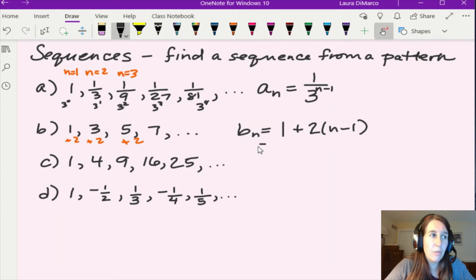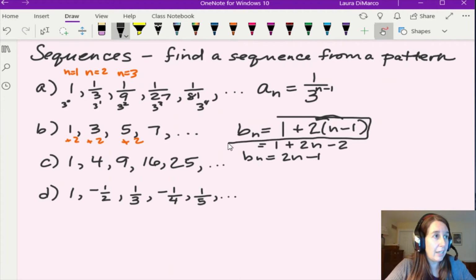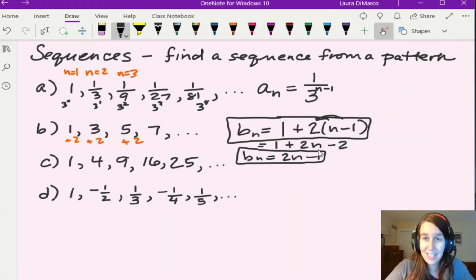Sometimes if you see a different answer, it's because it's simplified a little bit. So I'll just simplify that so you can see. This is 1 plus 2n minus 2. So b sub n is 2n minus 1. This answer is actually totally fine, but this answer is also good. Same thing, just simplified a little bit. All right, let's see if we have any space for the next one. I'll just change colors here so we can tell which problem it is.